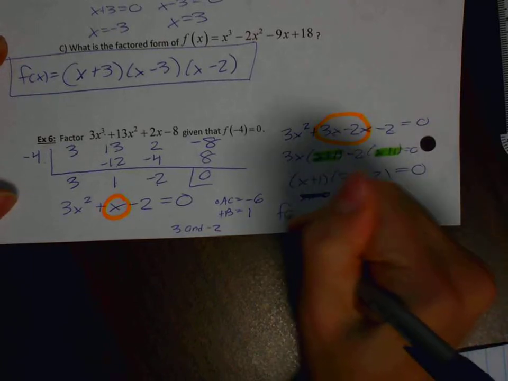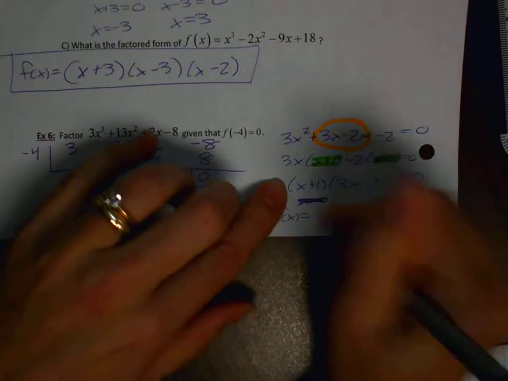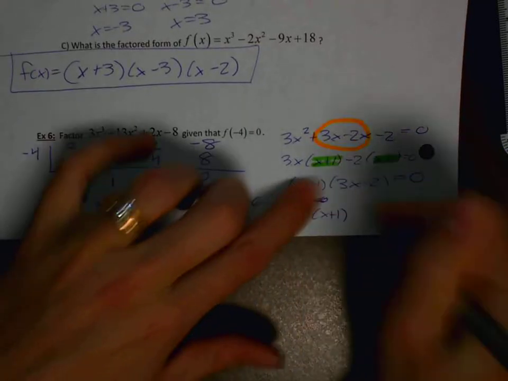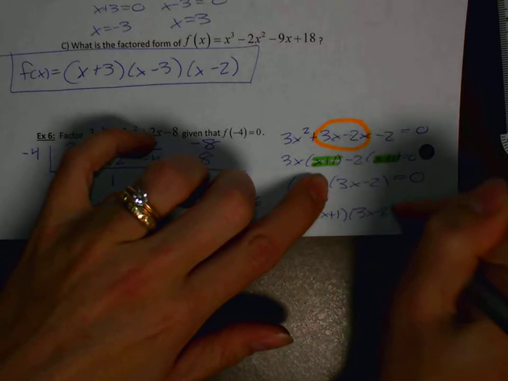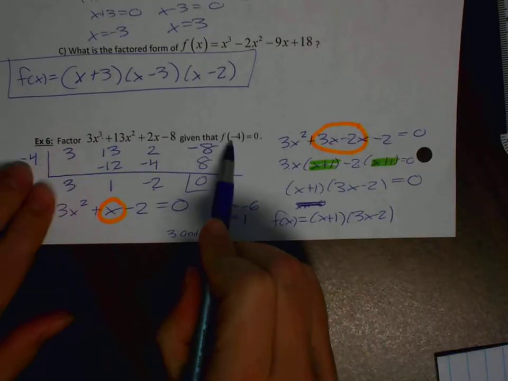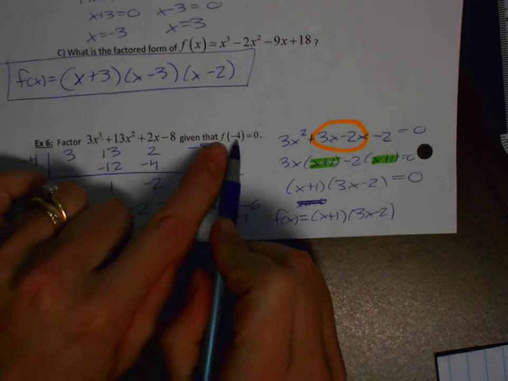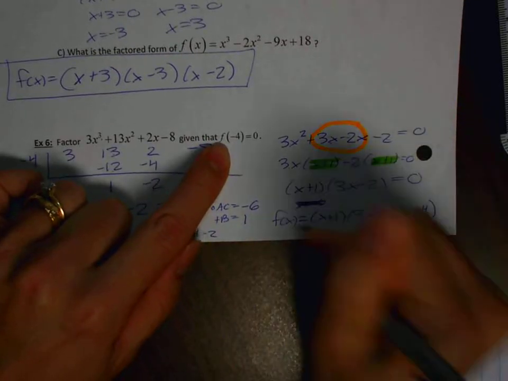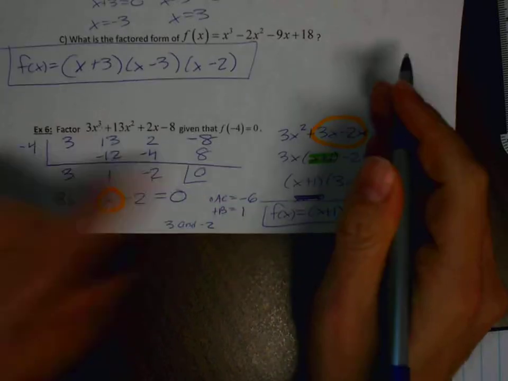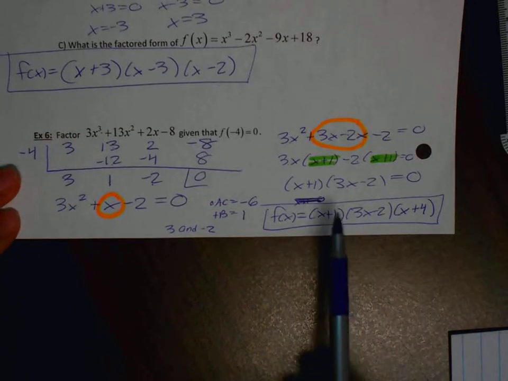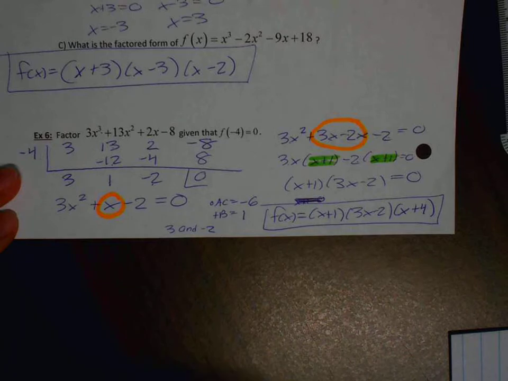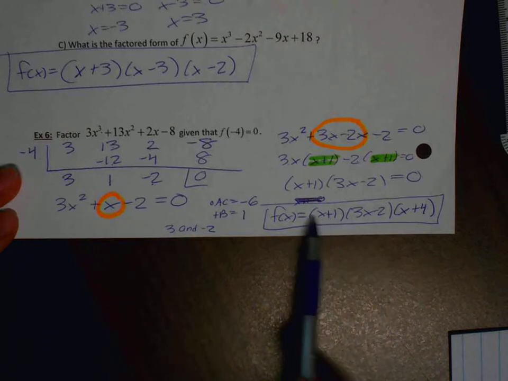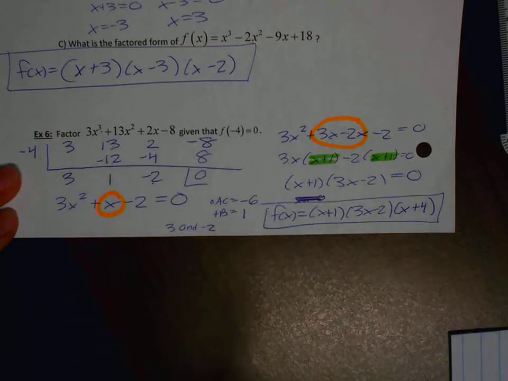We just need to say f of x equals x plus 1, that's one factor, 3x minus 2, that's the other factor, and my last factor is from this. So we know we need to add an x and switch the sign. And if I needed to solve these, I would set each one equal to 0 and solve, and then I would have my solutions. But it didn't ask me for that, it just said to factor it. Again, so that is the notes.